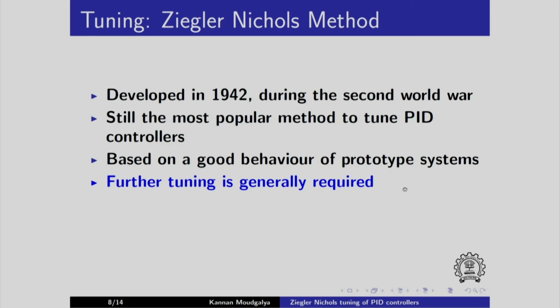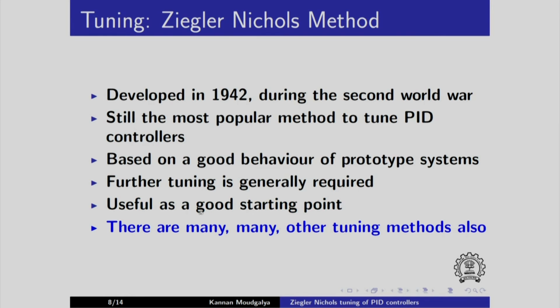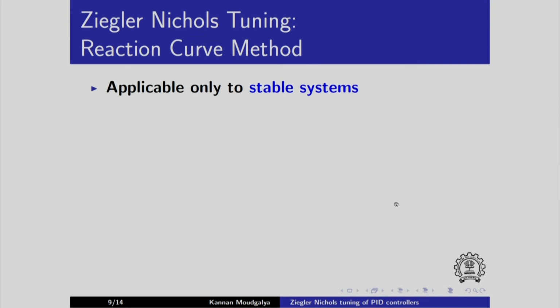There could be some differences. So further tuning is generally required, but the parameters given by the Ziegler-Nichols method are useful as a good starting point. Of course, there are many other tuning methods also. There must be hundreds of tuning methods, if not 1,000 tuning methods.